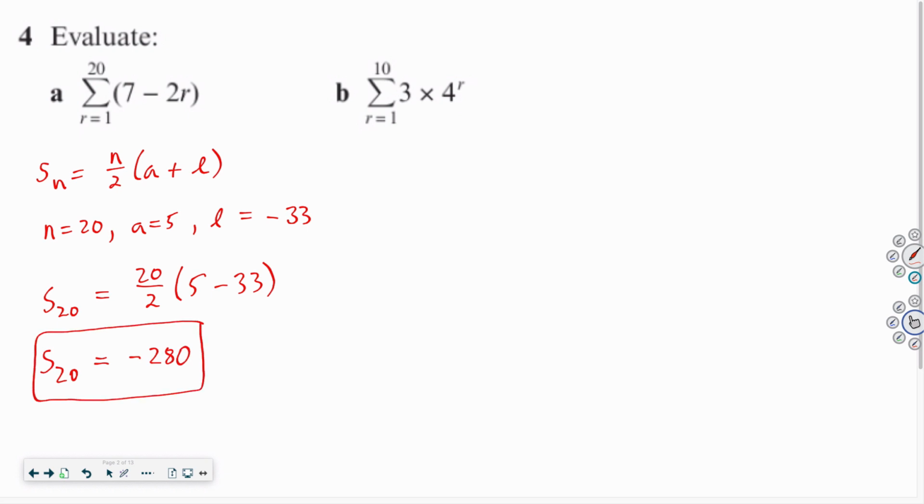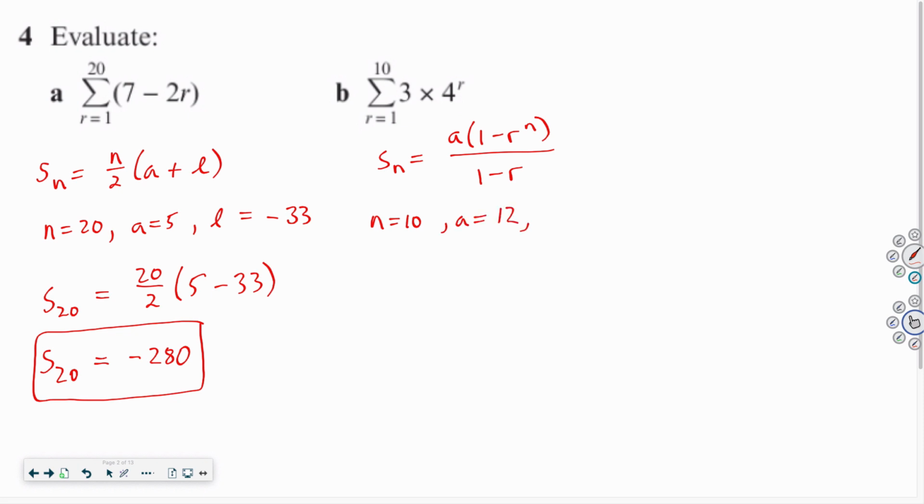Looking at part B, this time we're summing a geometric sequence. So we're going to be using the formula Sn is equal to a times (1 minus r to the n) divided by 1 minus r. And we're summing from r equals 1 to r equals 10. So we want the first term, which is just going to be 3 times 4. We could say n is 10 first, then we can say a is going to be 3 times 4, which is 12.